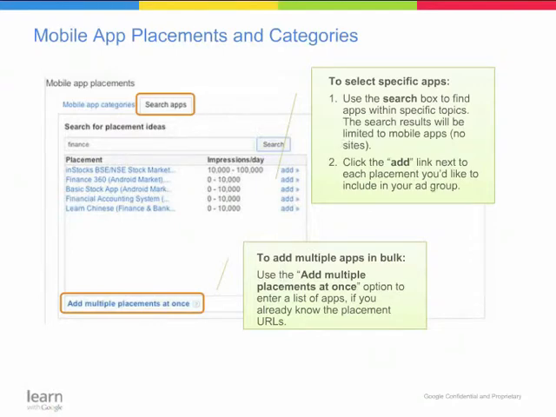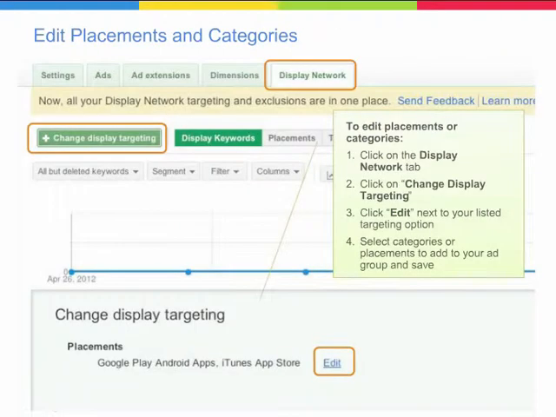Edit placement and categories. So if you want to change something which is targeted in your campaign, if you don't want to target, say, a certain category like games, you can edit them. Click on the Display Network tab, click on Change Display Targeting after that, then click Edit next to your listed targeting option, then select the categories or placements to add to your ad group and save.